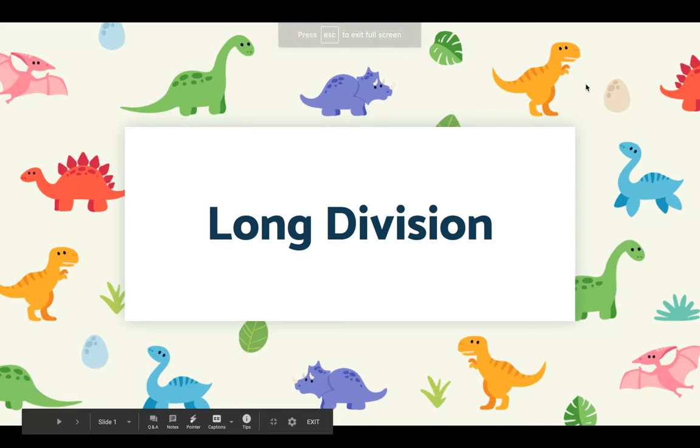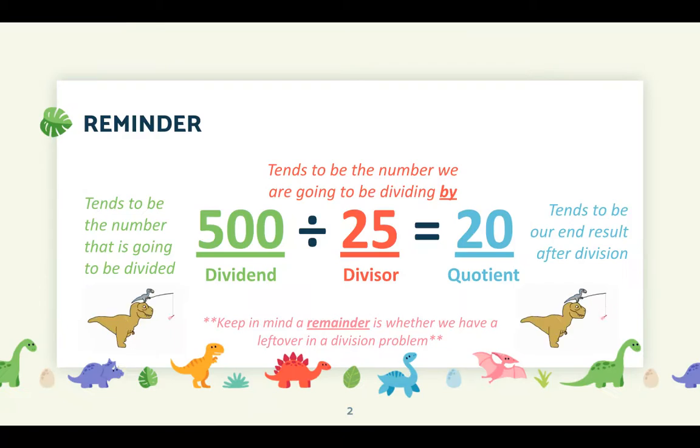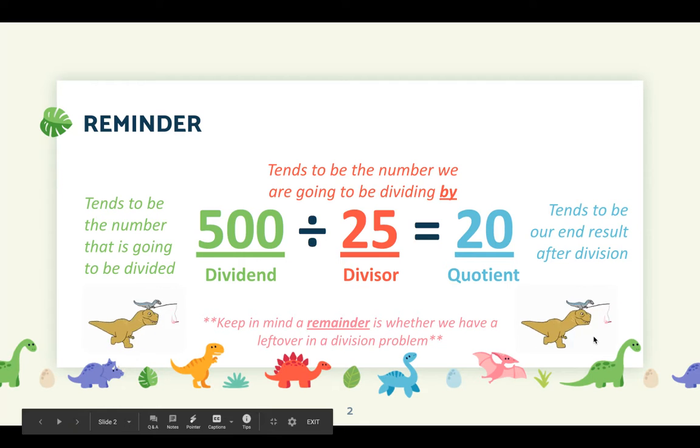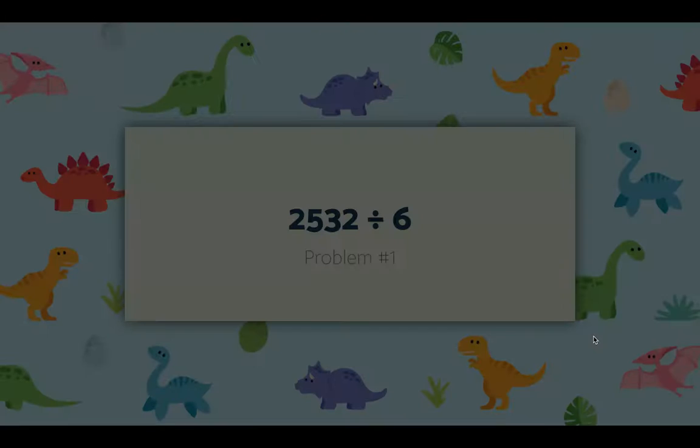Today we're going to be doing long division and we will be following two example problems to help us see it in detail. One quick reminder that I want to point out is our vocabulary, which is our dividend, the number we're going to be dividing, our divisor, which is the number we'll be dividing by, and our quotient. Our quotient is going to be the answer that we get at the end. And then keep in mind any remainder, which is just the leftover at the end of a division problem.